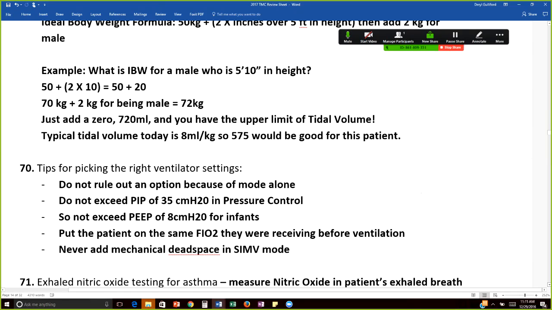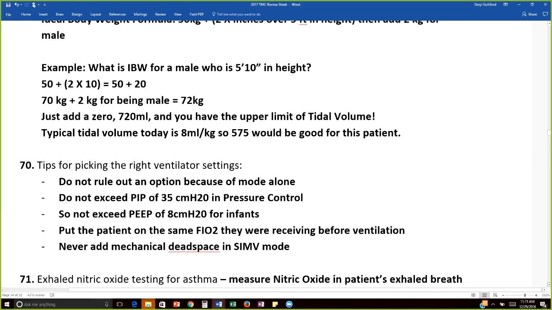Then you can use that to set tidal volume. If you use this and just put a 0 after it, then you will have the upper limit of tidal volume, which would be 10 milliliters per kilogram. Typically today we're using closer to 8 milliliters per kilogram.